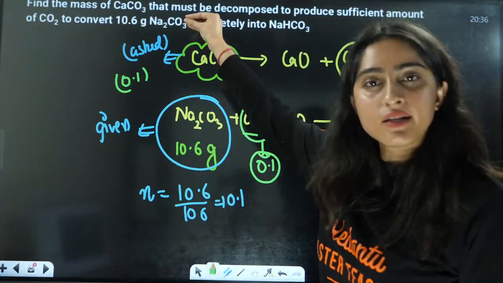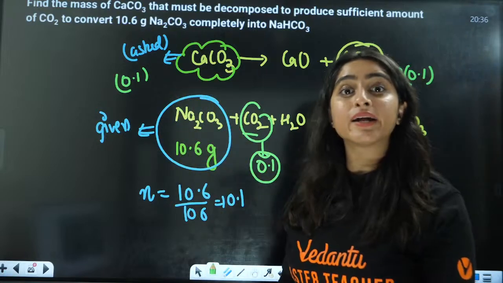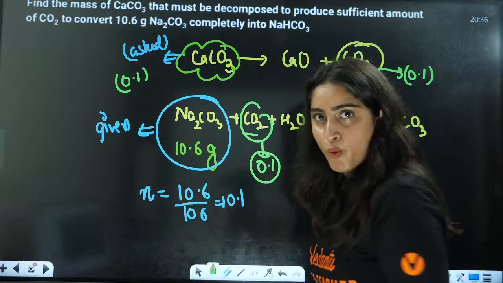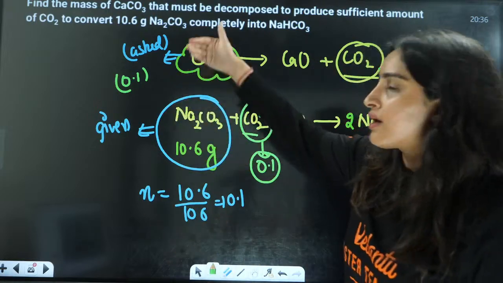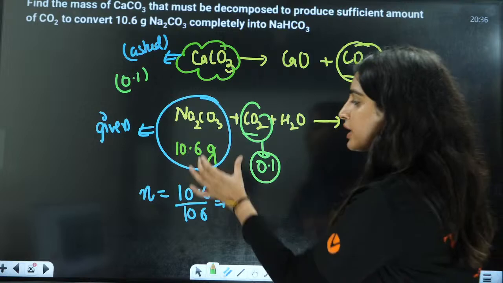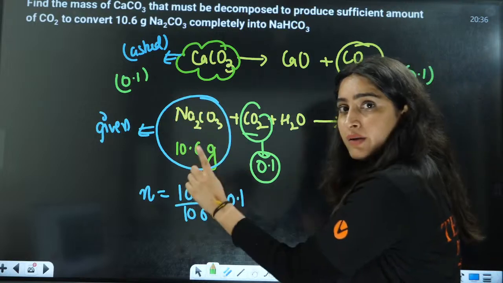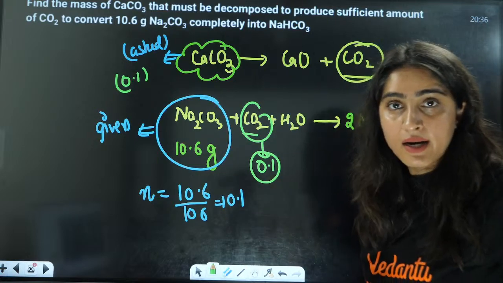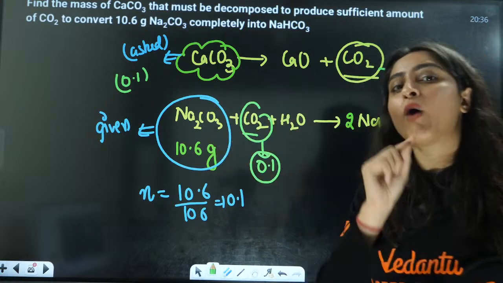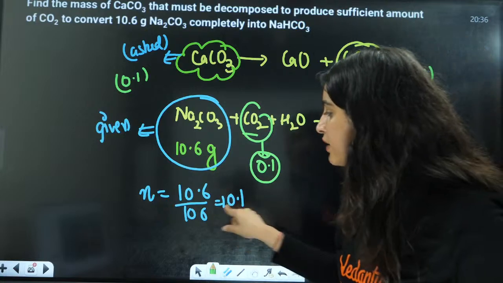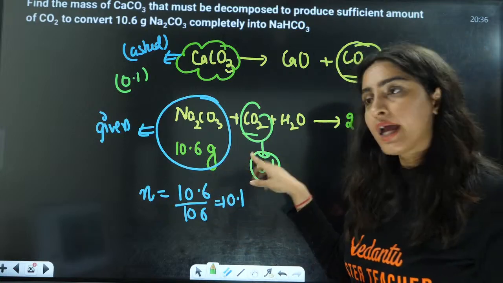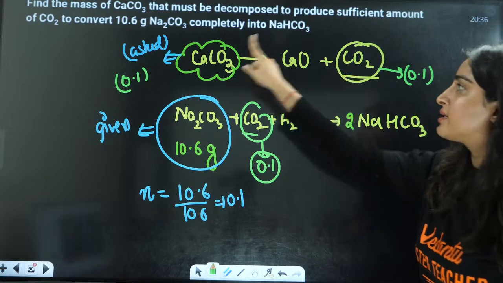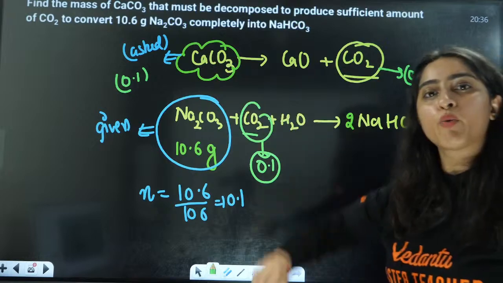This is the given quantity, this is the asked quantity. Firstly, calculate the moles of the given quantity. This is the mole of the given quantity, that is 0.1. Now compare this with the asked quantity. For the given quantity, 1 mole of sodium carbonate is required. It is reacting with 1 mole of CO2. That means 0.1 will be reacting with 0.1. If this is 0.1 mole, this will also be 0.1.